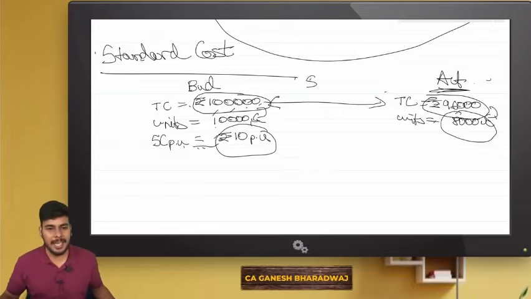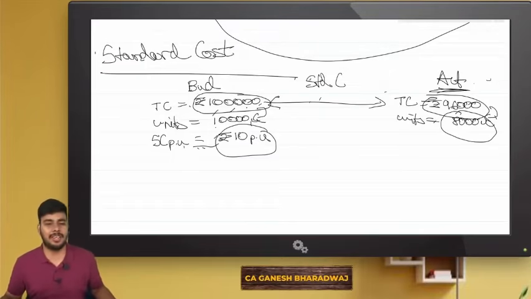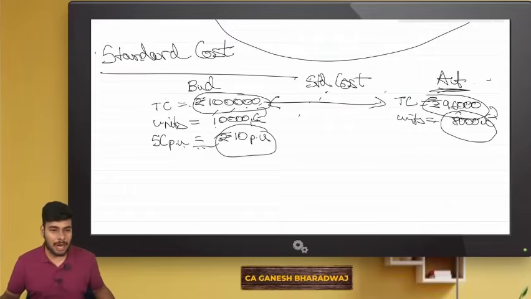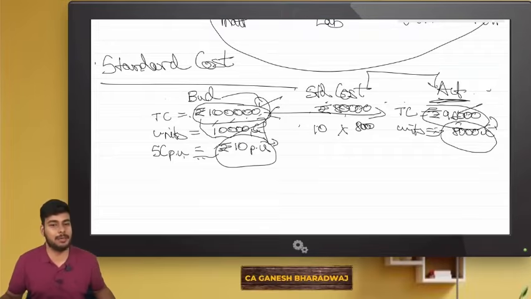So in between, this standard cost comes in, and then it says that you can't compare this 1 lakh with 96,000. What you do is, from the budget data, you pick the per unit cost that is allowed and multiply it with the actual number of units that has been produced. So 10 into 8,000 units. Now how much is this? Rupees 80,000.